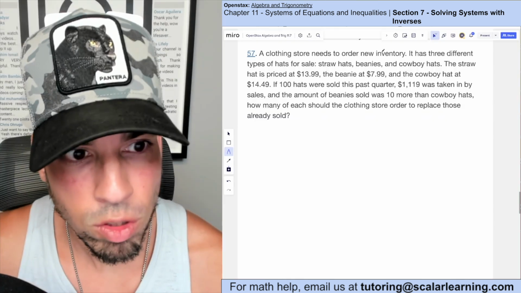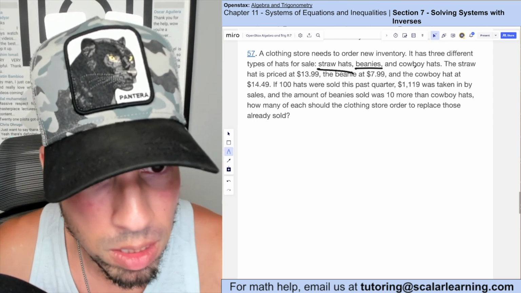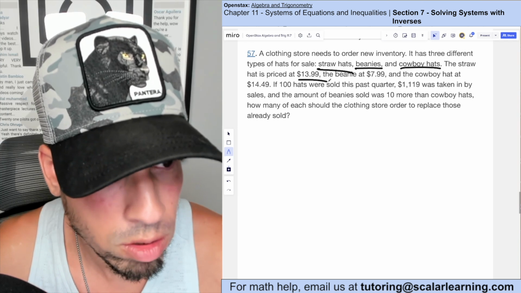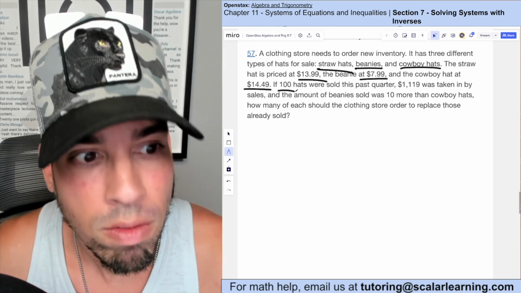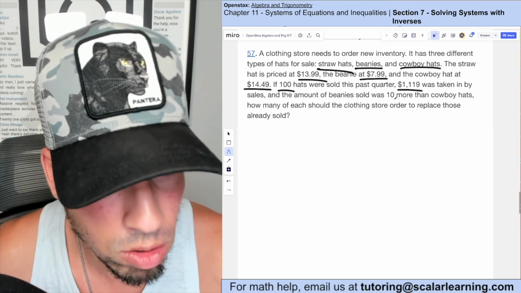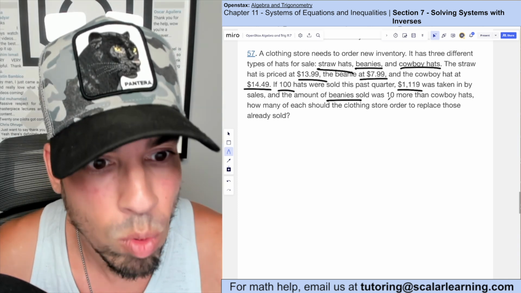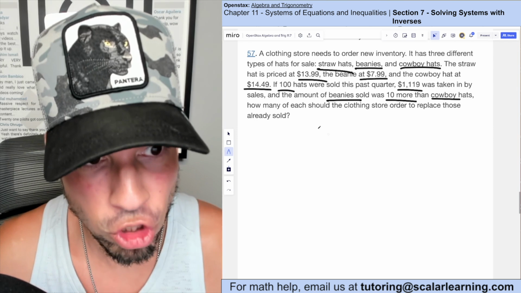Done. A clothing store needs to order new inventory. It has 3 different types of hats: straw, beanies, and cowboys. The straw hat is $13.99, beanie is $7.99, and cowboy is $14.49. If 100 hats were sold this past quarter, $11.19 was taken in by sales, and the amount of beanies was 10 more than cowboys. Okay, so now we got 3 relationships and 3 variables.